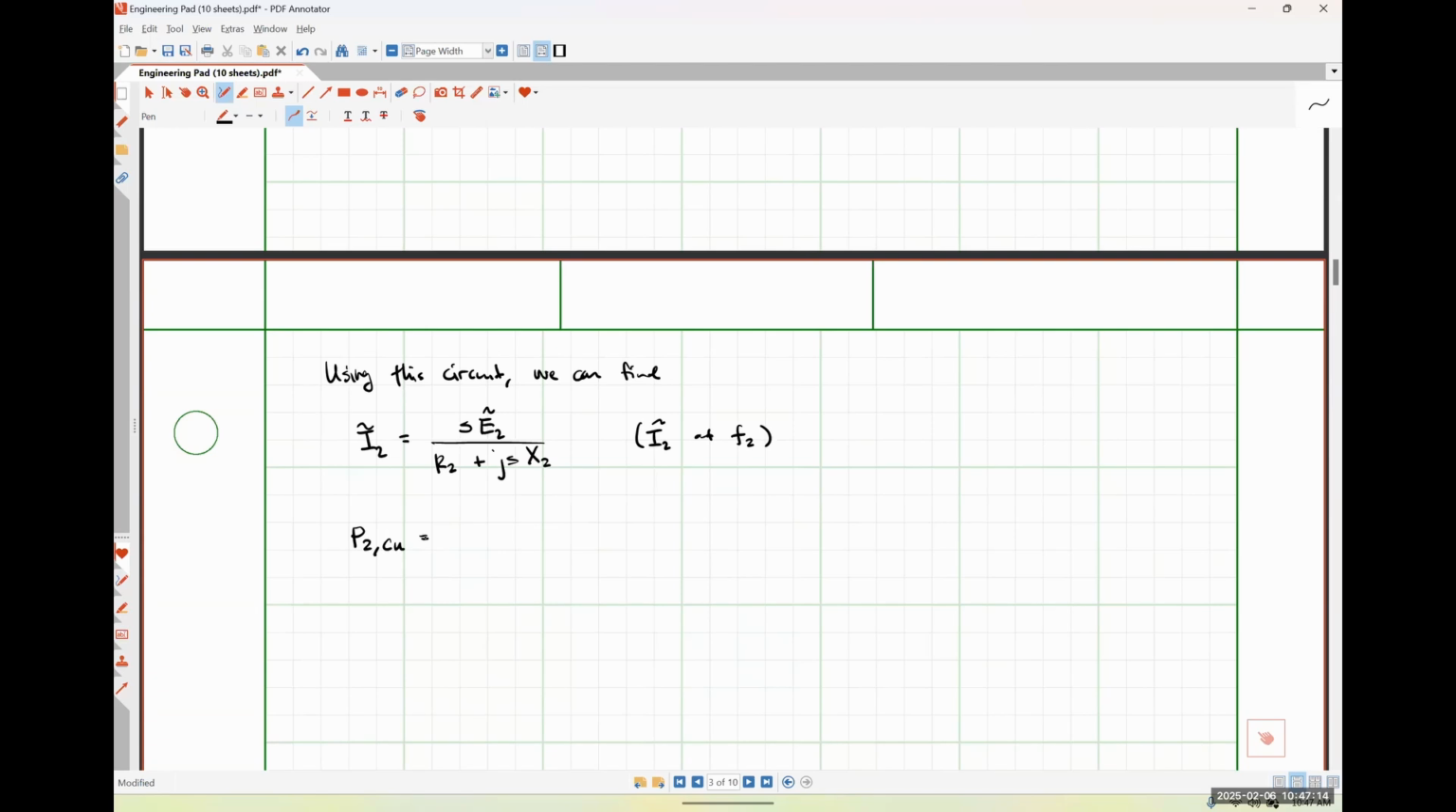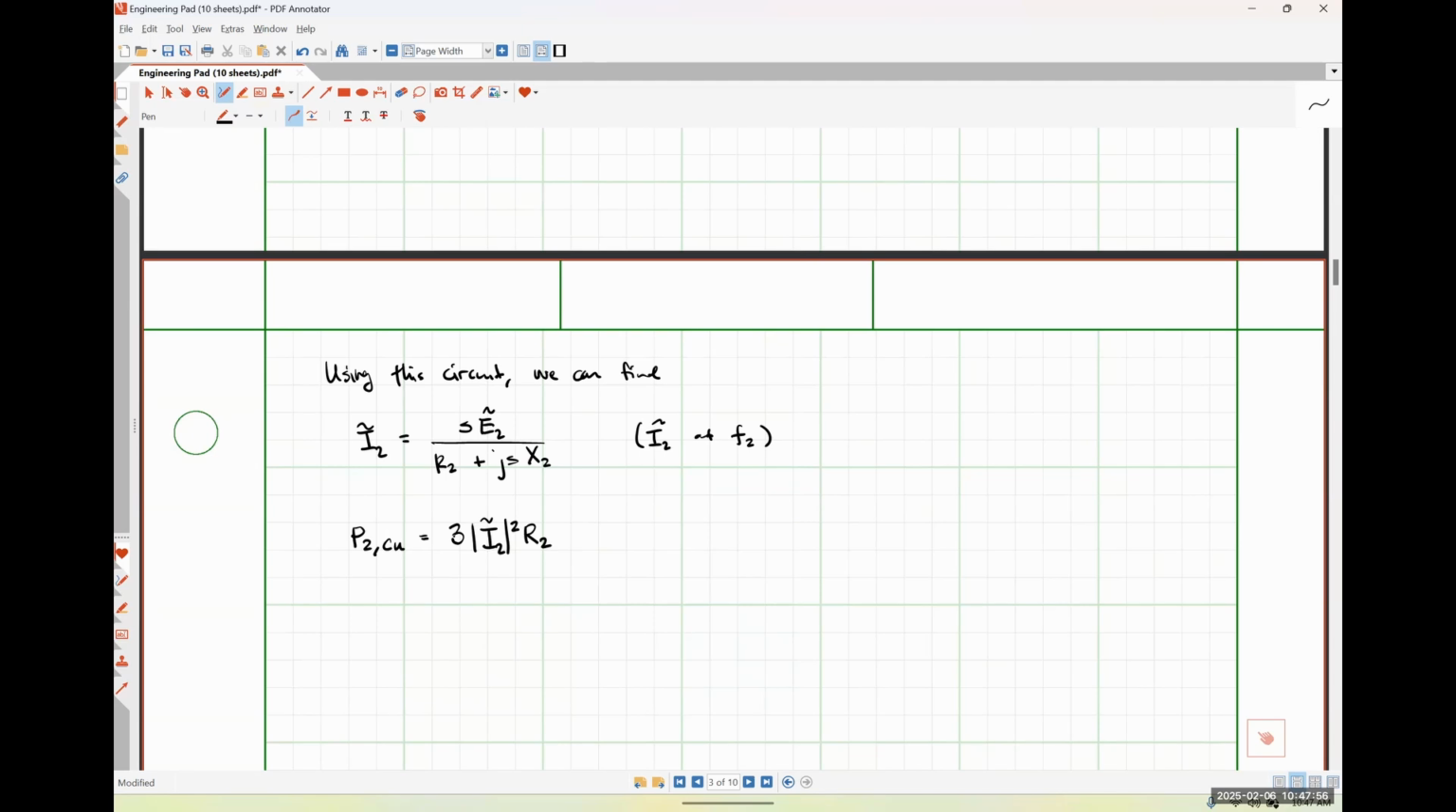So let's start. We have current and we have resistance. So how do I find power? Let's start there. We have current and we have resistance. I squared times R, right? Okay. So we're going to have the magnitude of I2 quantity squared times R2. And then we're going to multiply this by a factor of 3 because there are 3 phases. So that's where that factor of 3 is coming from.